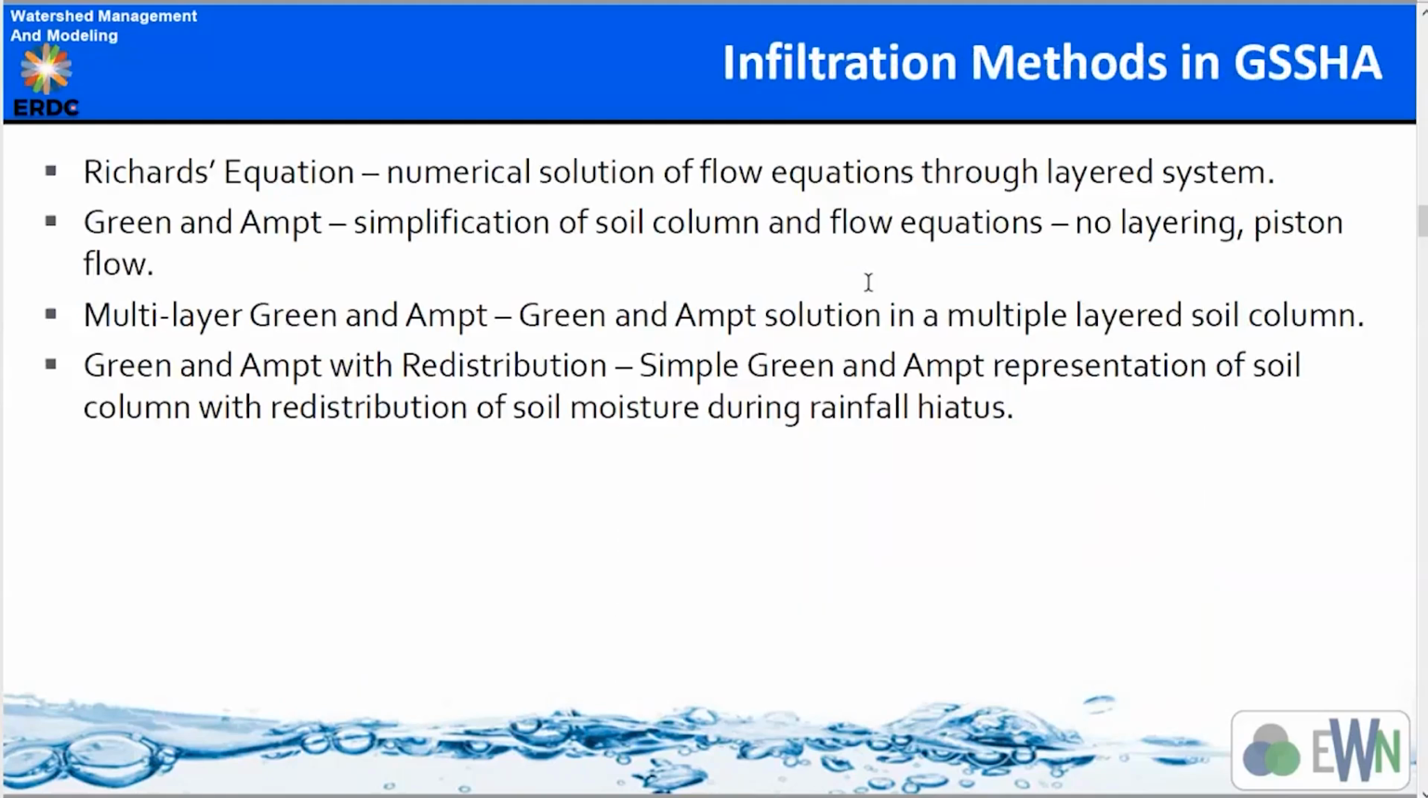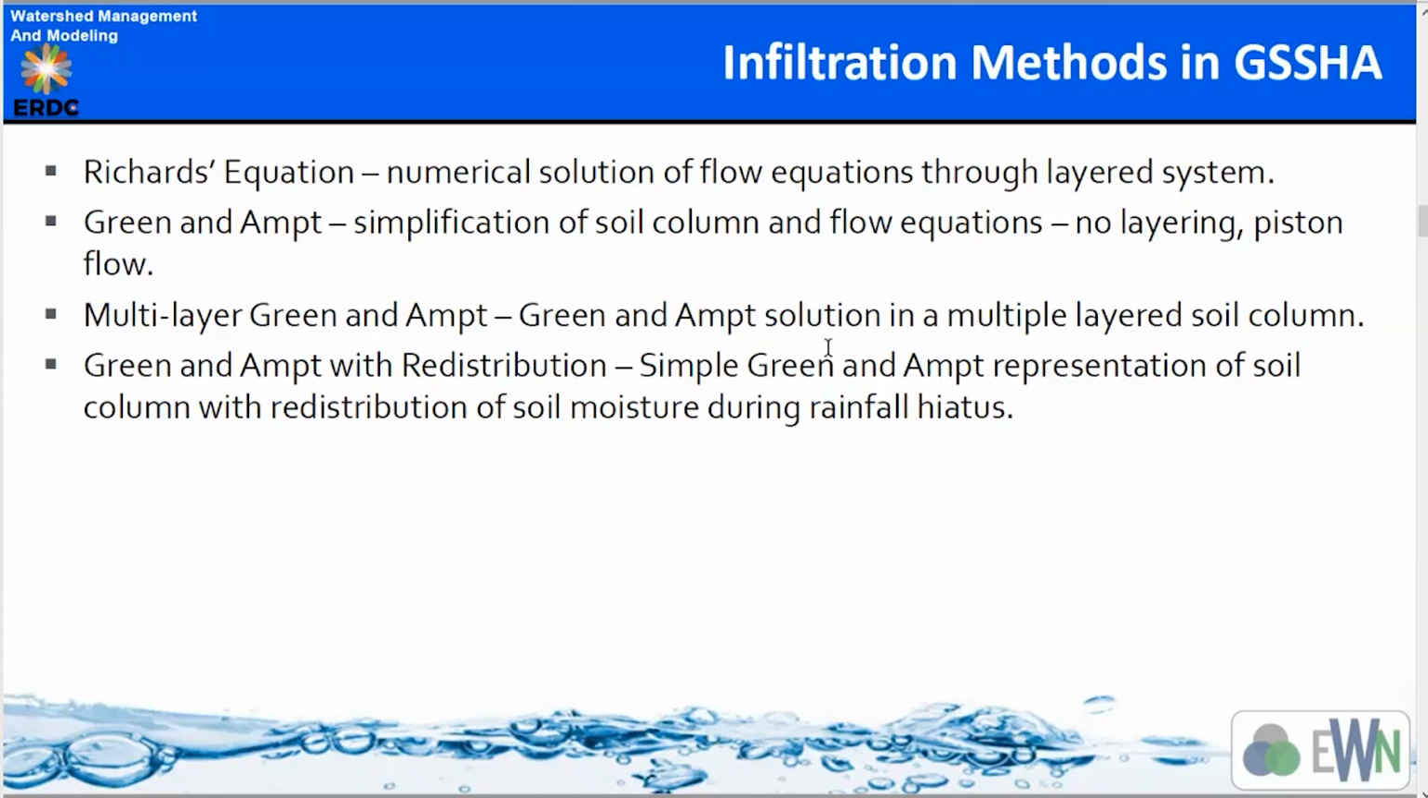So in the GSSHA model, there's a lot of different infiltration options, and that's the case for most of the processes in GSSHA. We have the Richards equation, which is a numerical solution of flow equations through a layered system. We have the Green and Ampt, which is a simplification of the soil column and flow equations, no layering, and what's called a piston flow because there's a completely sharp wetting front.